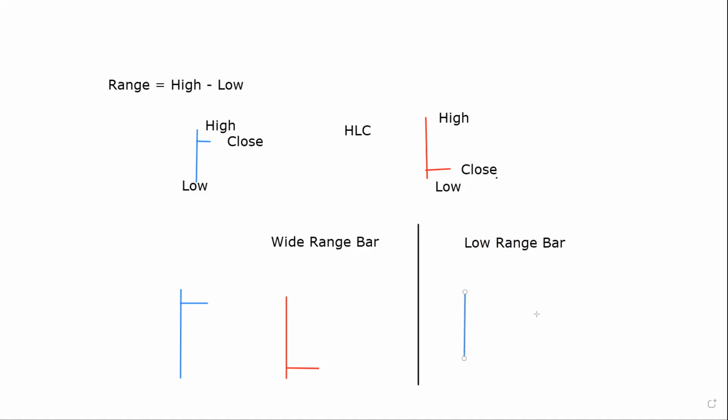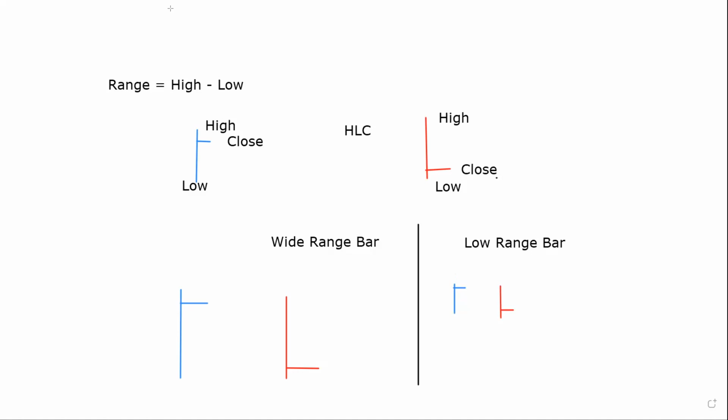Are you getting the point? Okay, right. So the low range bar would obviously have a smaller range. Now you compare this range with this range. This one is the low range bar, this one is the wide range bar. I think you got an idea. Whenever I say, sorry, this one I made incorrectly. It should be here. So let's draw the low range bar here. Okay, so this one is the low range bar.